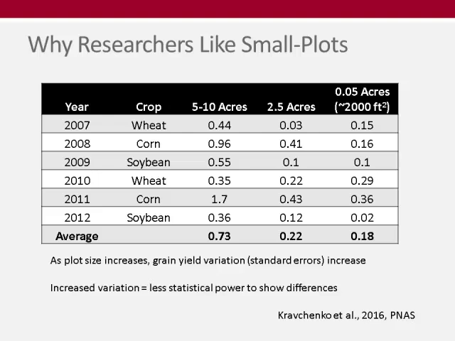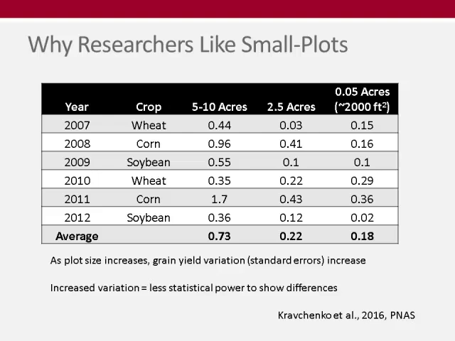So this is data from Michigan. And it's looking at different scaled size fields from 5 to 10 acres to 2.5 acres to 0.05 acres, 2,000 square feet. Okay, so from kind of a field-based scenario down to what would be considered small plot. And then these are the standard errors of grain yield in these crops. Standard errors are really just that variability around the mean.